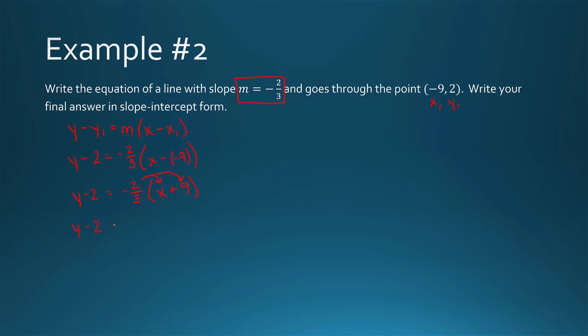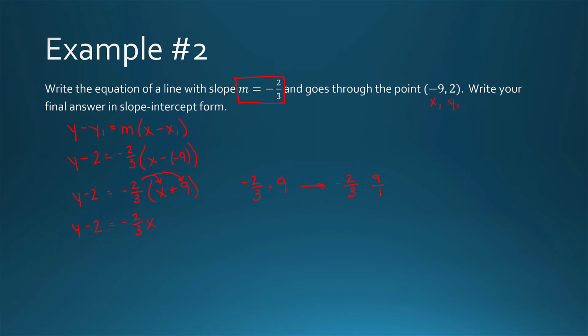Y minus 2 equals, so negative 2/3 times x is going to stay negative 2/3 with an x. And now we have negative 2/3 times 9. When we multiply fractions, it's actually a lot easier if you write both values as a fraction. So what we're going to do is go negative 2/3 times 9/1, because any whole number, you can write it with a denominator of 1 without changing the value of that number.